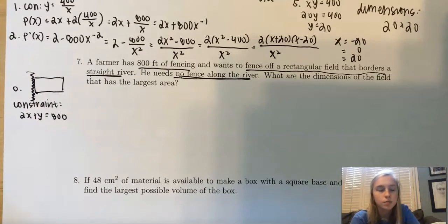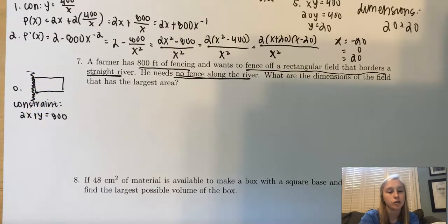Equals 800, excuse me. So I drew the river on the y side to make this a little bit easier for myself. So 2x, both of the x lengths are there. You need the fencing for both x lengths, so there's 2x, but you only need the fencing for one of the y sides because there's a river on this side, so there's only one y. So you get 2x plus y equals 800.